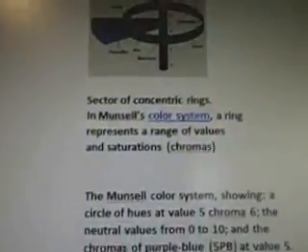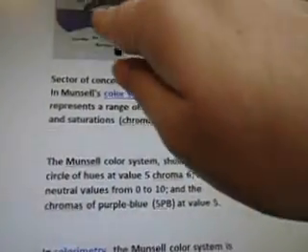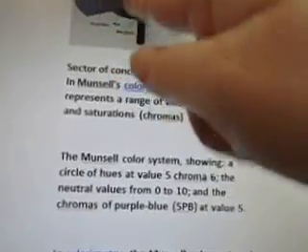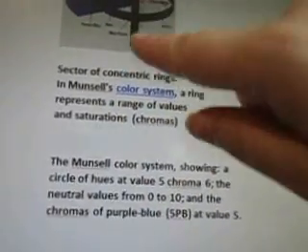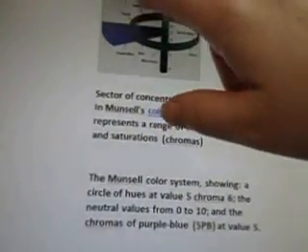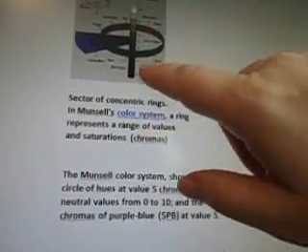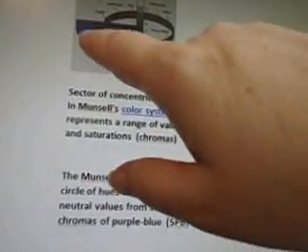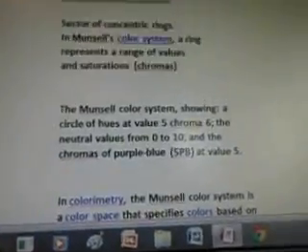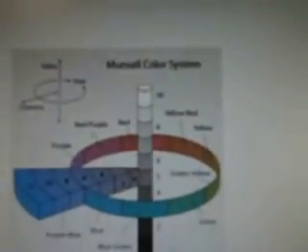So here's a sector of concentric rings. Notice that we have the triangle with the circle. So this would be our core. This is our tetrahedron, only it's flipped this way. And then this here is your value. So it says chroma, hue, value, and it says purple, red, yellow, green, blue, and purple, blue, and it's got numbers there. Okay? So this is called the Munsell color system.